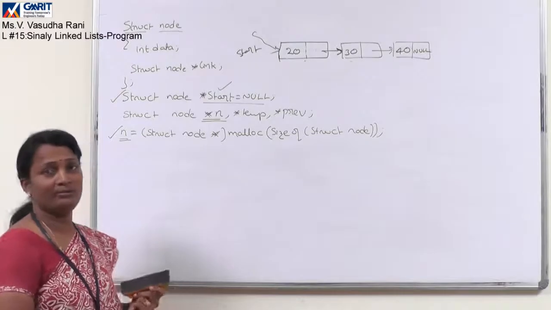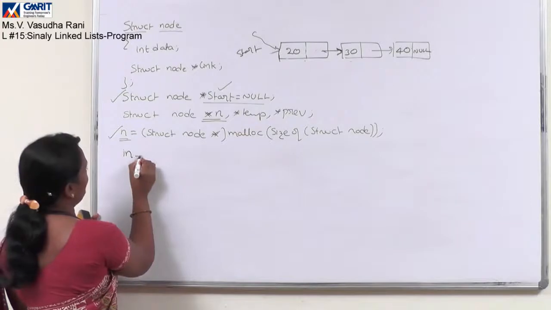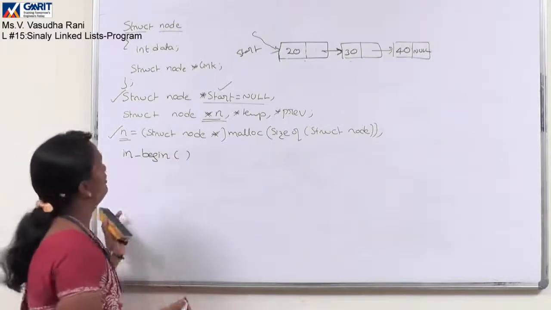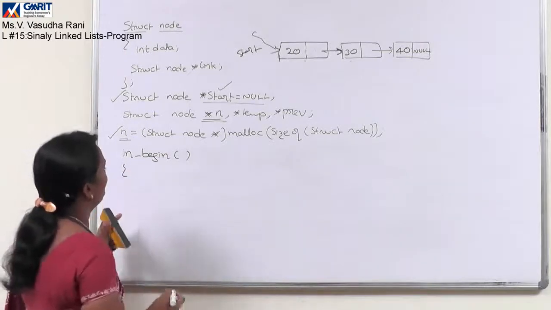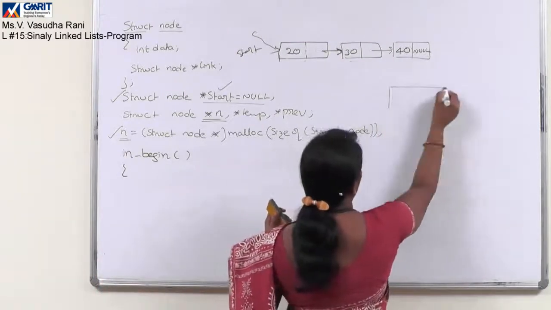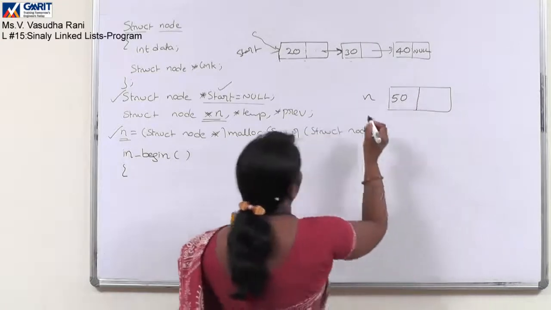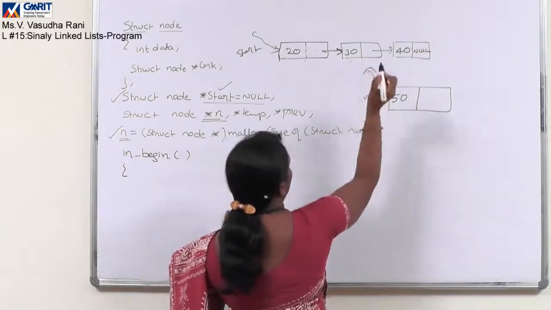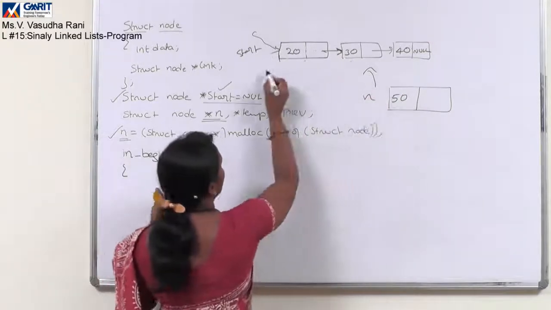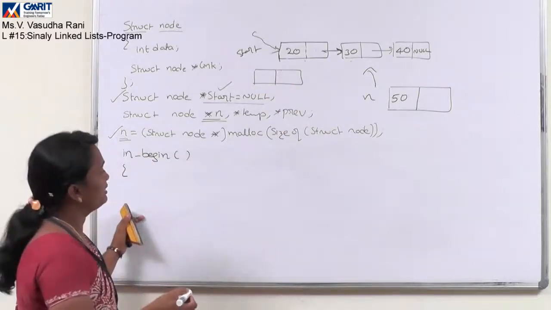Let's continue with the second module, insert at the begin. We have our end node with data 50, and this node we have to insert into this list in insert begin. So this node is to be inserted at the begin of the linked list.